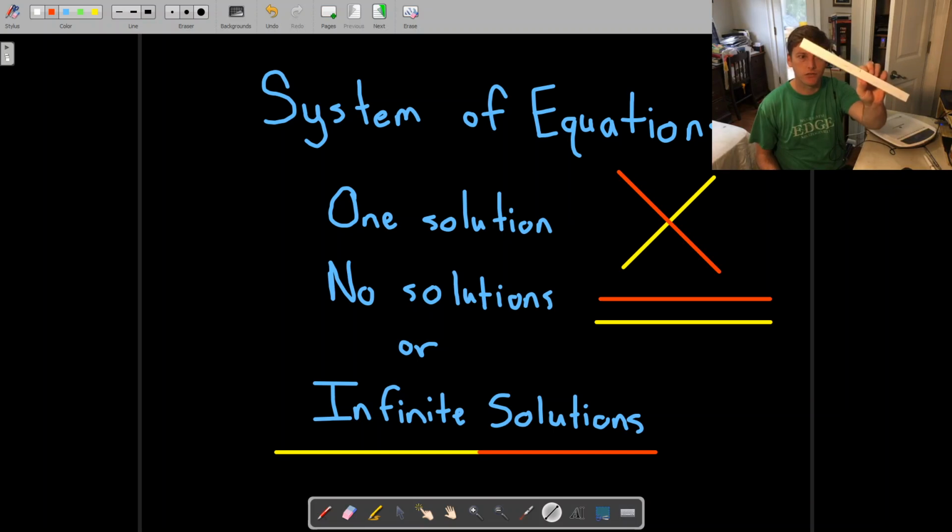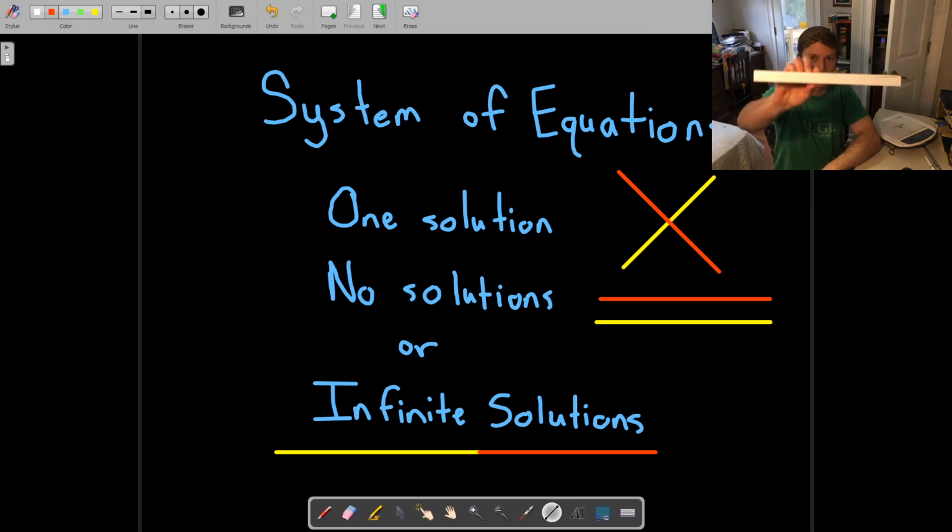But basically, we have a straight line, right? This is an equation. And when we're talking about systems of equations, we're really talking about just two equations or more. And so we have two equations here. One is a straight line, and the other equation is a straight line. And there's only three outcomes when we're talking about system of equations.